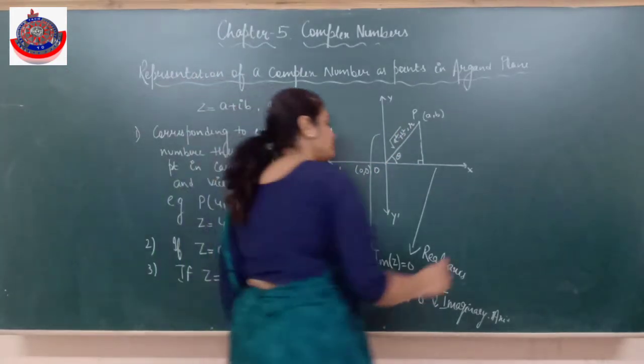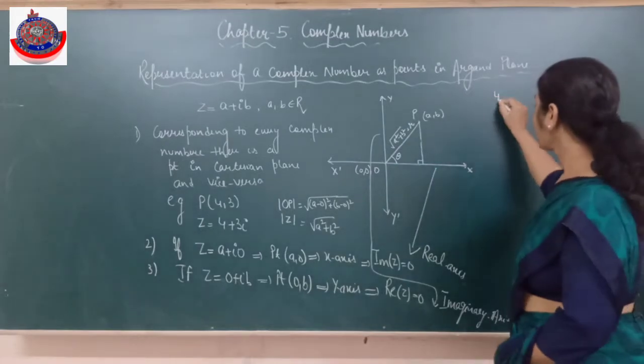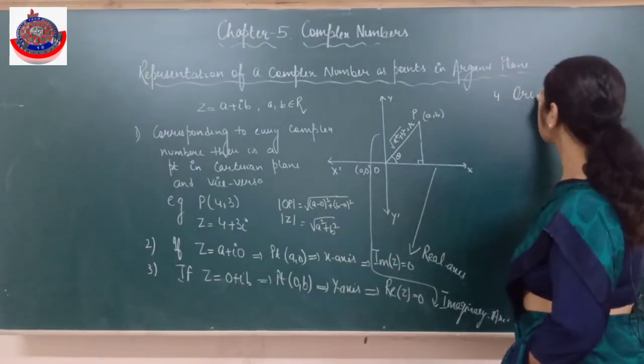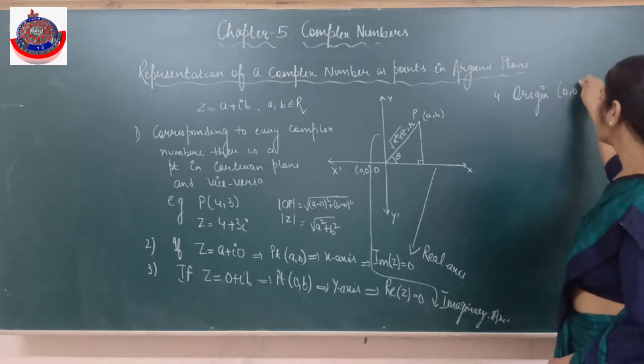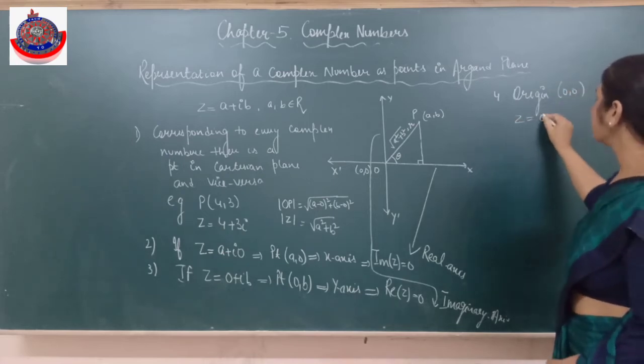Is it clear? Number 4. Origin. What are the coordinates of the origin? 0 0. So what will the corresponding complex number be?